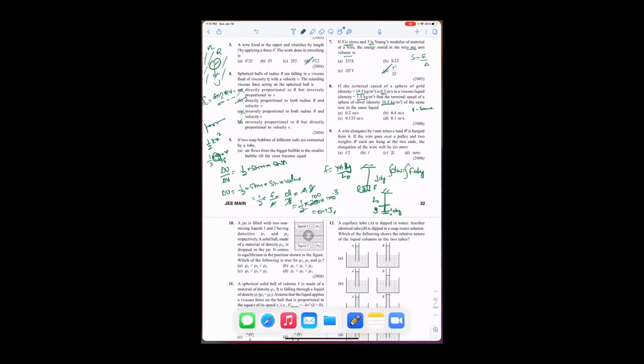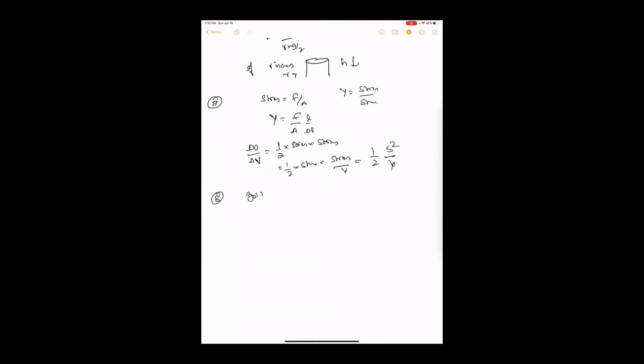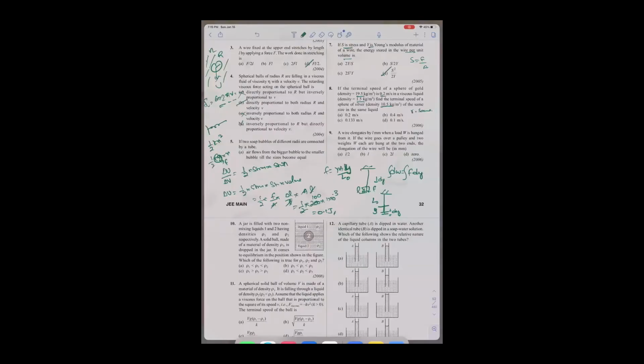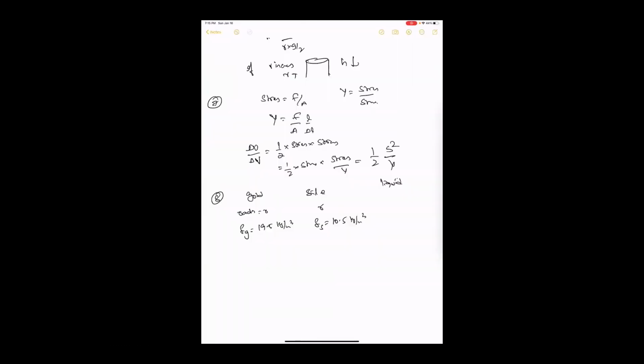So I'll try to write the data here, whatever is given first, right? Eighth question. He gave gold and he gave silver, he gave liquid. So radius is equal to R, right? Density of gold he gave 19.5 kg per meter cube. Density of silver is 10.5 kg per meter cube. And liquid, density of liquid is 1.5 kg per meter cube. And he gave terminal velocity of gold is 0.2 meter per second. He's asking the terminal velocity of silver. This is how we should write: whatever is given, this is what we have to write.